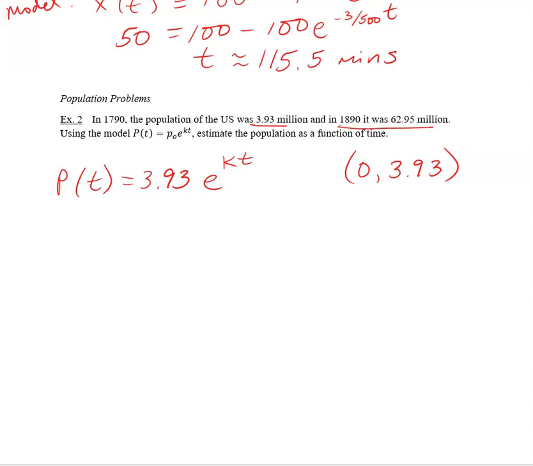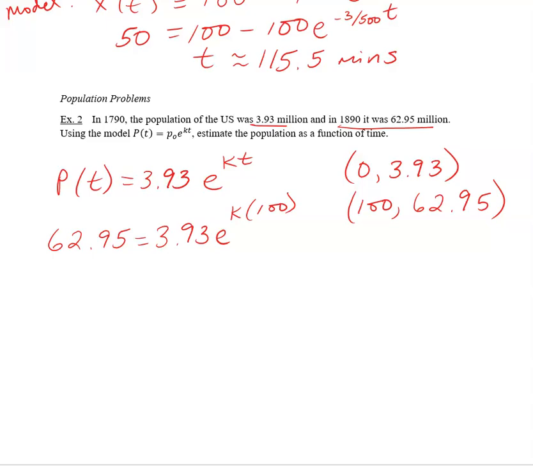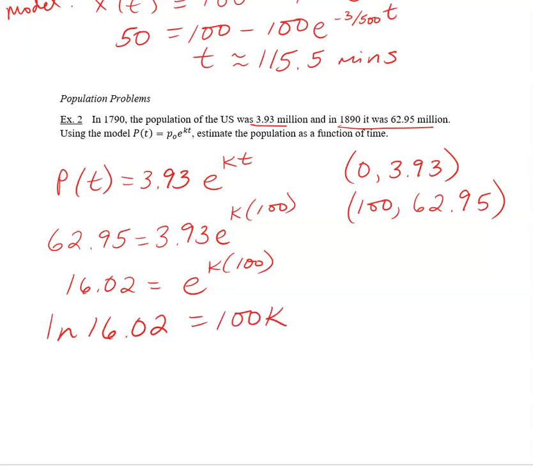Well, that's where this other piece of information comes in. We know that 100 years later, the population was at 62.95. So I'm going to put in 62.95 for the population, and I'm going to put in 100 for the time, and that gives me an equation I can use to solve for k. If you divide by 3.93 on both sides, I'm getting this. And then we're going to take the natural log, and that gives me 100k over here, and divide by 100, I get a growth rate of 0.0277.